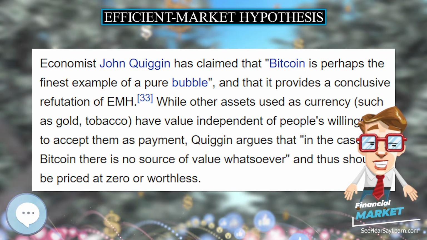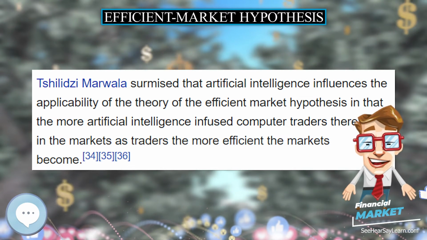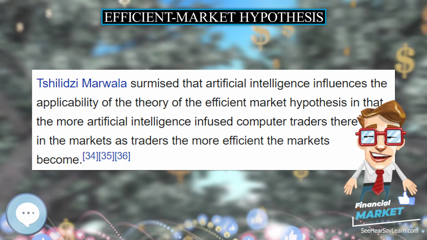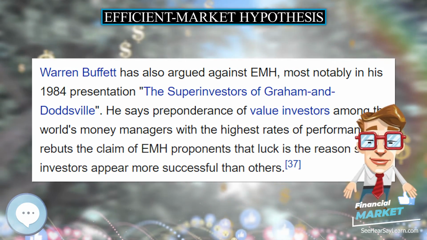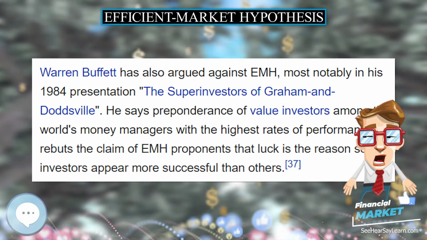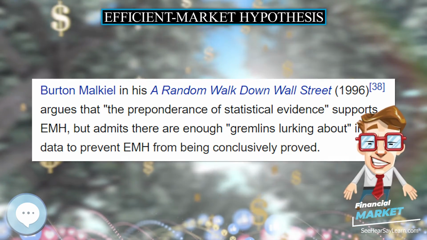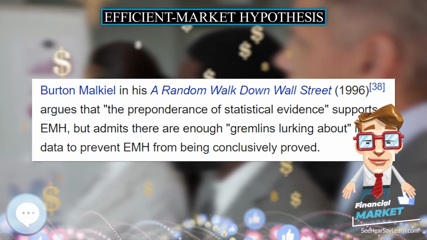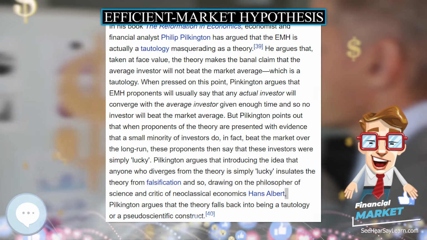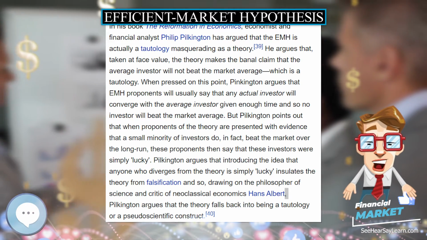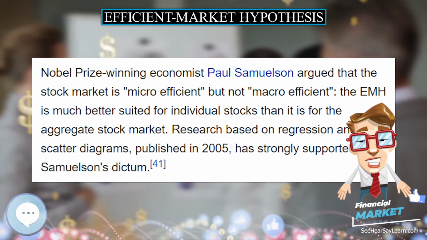View of some economists. Economists Matthew Bishop and Michael Green claim that full acceptance of the hypothesis goes against the thinking of Adam Smith and John Maynard Keynes, who both believed irrational behavior had a real impact on the markets. Economist John Quiggin has claimed that Bitcoin is perhaps the finest example of a pure bubble, and that it provides a conclusive refutation of EMH.